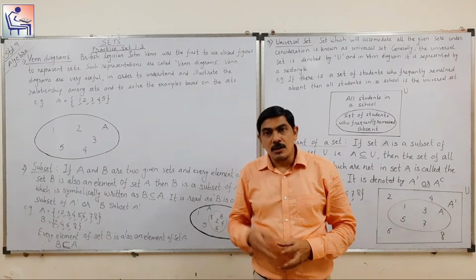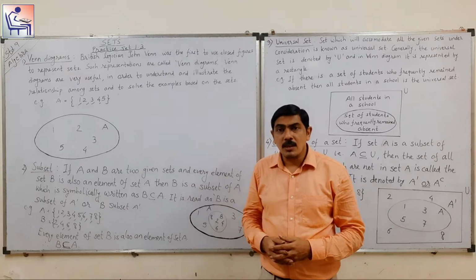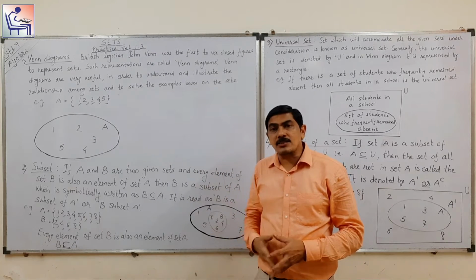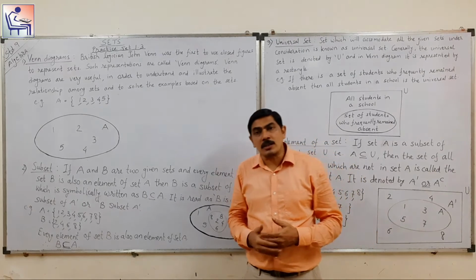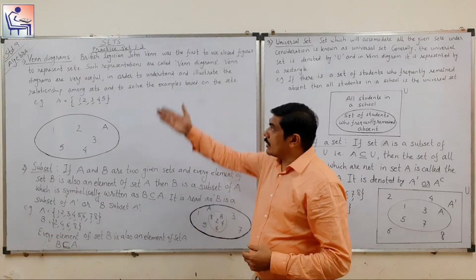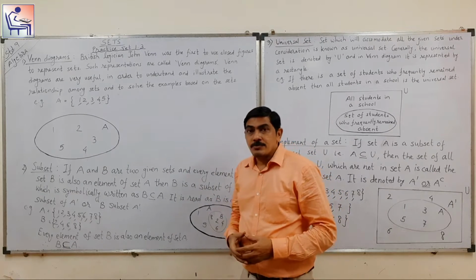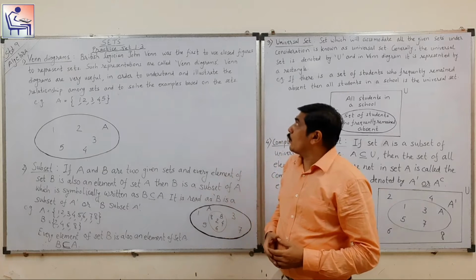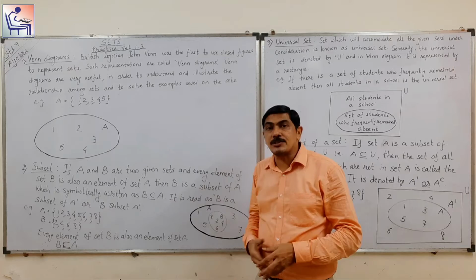Hi students, now we are going to learn practice set 1.3. Before starting with this practice set 1.3, I want to explain some important concepts related to it. The first concept is Venn diagram. British logician John Venn was the first to use closed figures to represent sets.